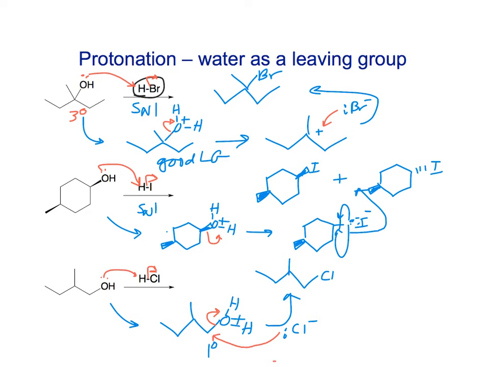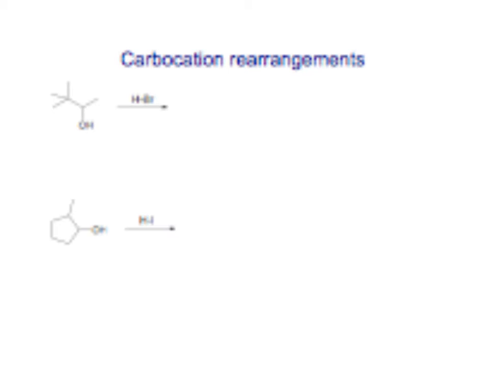All right, so what we see is that by using these conjugate acids of nucleophiles, we can convert OH to a water, and then we can do either SN1 or SN2 reactions. Let's look at a couple more examples. So let's predict what we would see for the product of this first reaction.